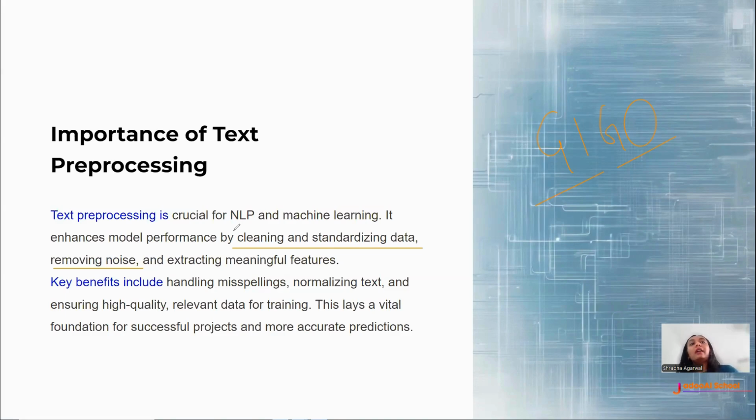Now, what are the benefits of text pre-processing? Okay, let us see. It will handle spellings. It will also normalize your text. Now, what is text normalization? I will talk about it in the next step. And then it will give you relevant data for training. These are some of the important things. Ultimately, in the next slide, we'll learn how to process the text.